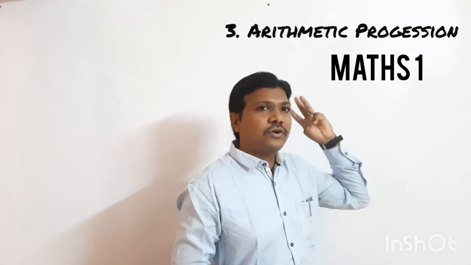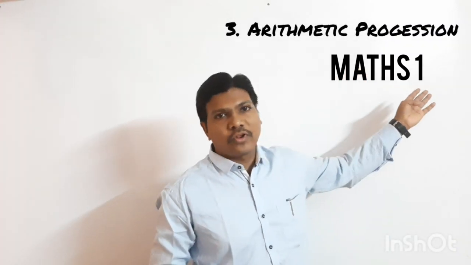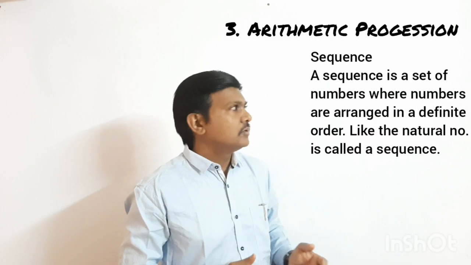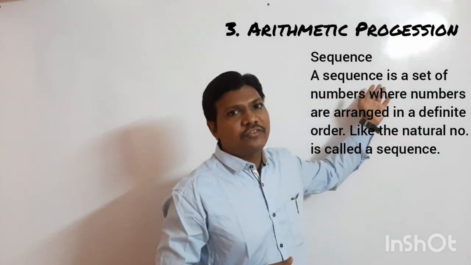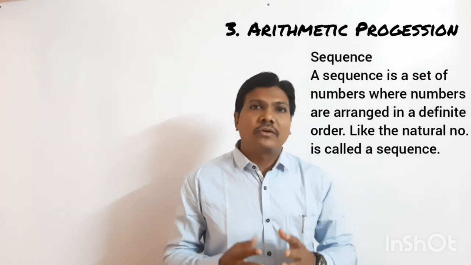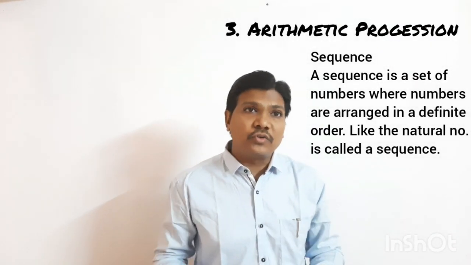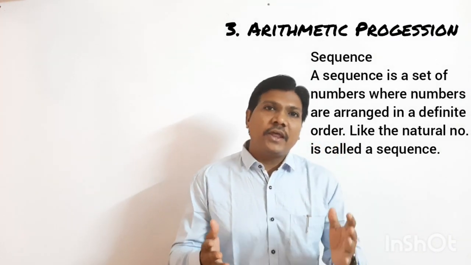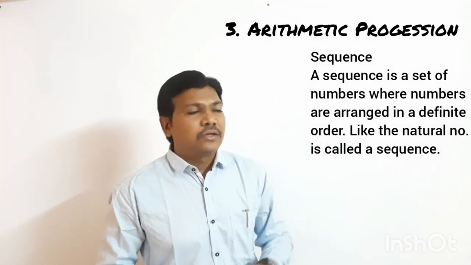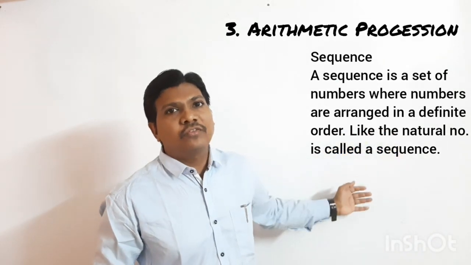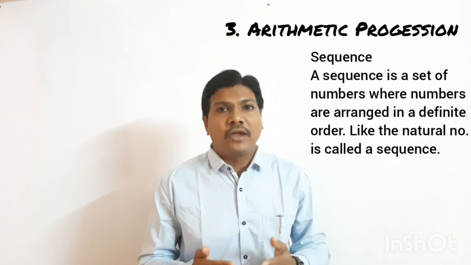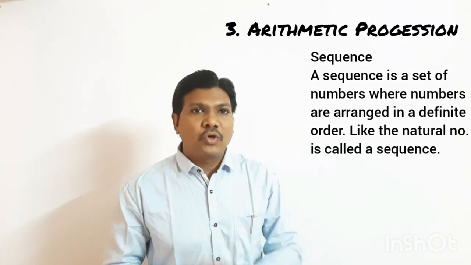Let us see math first, chapter 3, arithmetic progression. So first we think about a sequence. Our first topic is sequence. A sequence is a set of numbers where the numbers are arranged in a definite order, like the natural numbers. So in a sequence the terms are in a definite order or follow some rule.